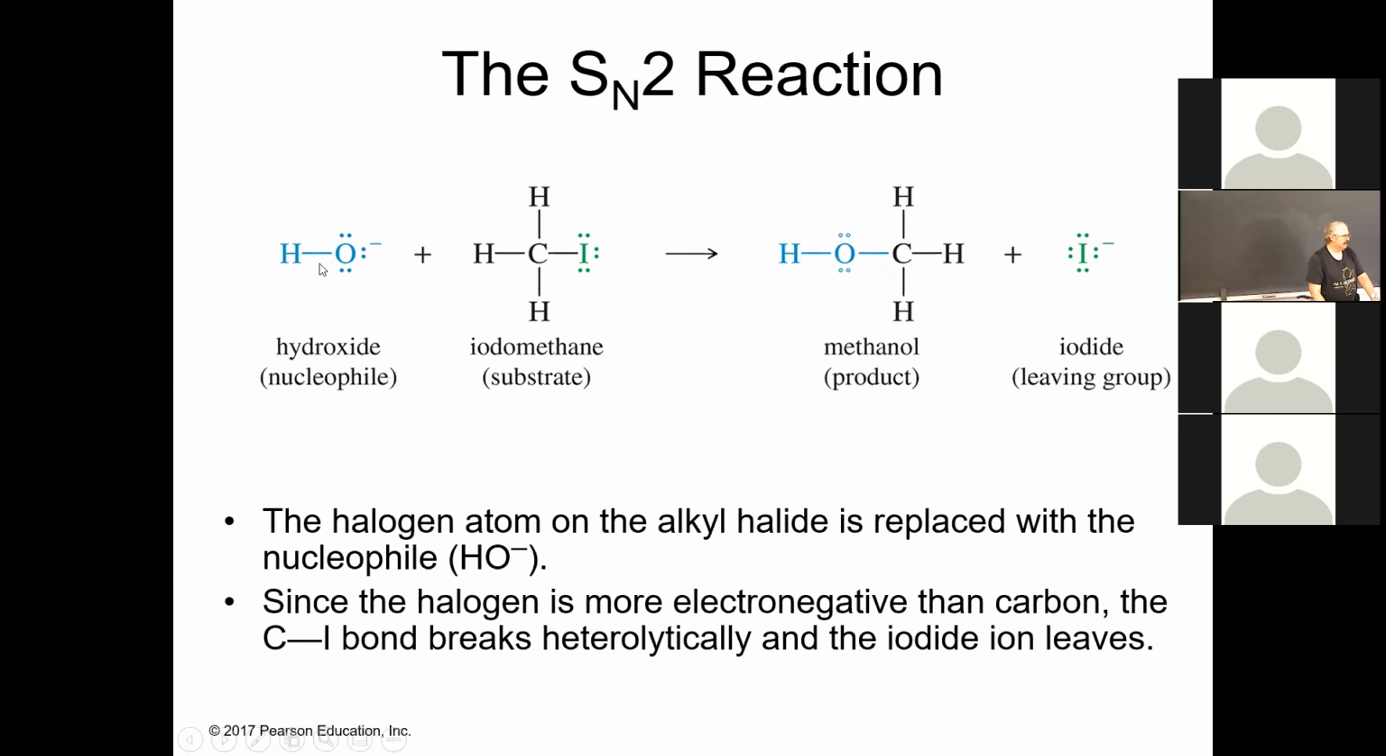And then you have a nucleophile. That's what does the attacking. And here we have a species that has a lone pair and a negative charge, hydroxide. And that is going to replace the iodide. So our product here is methanol, an alcohol. And then our byproduct, which is iodide, this is called the leaving group. So nucleophile, substrate, iodide is the leaving group, and then methanol is our product.